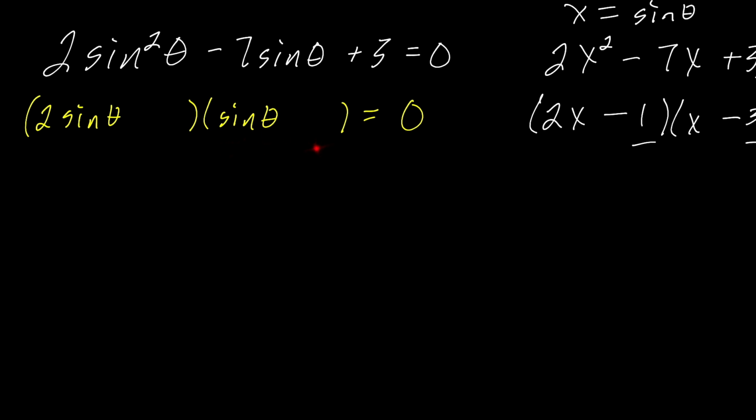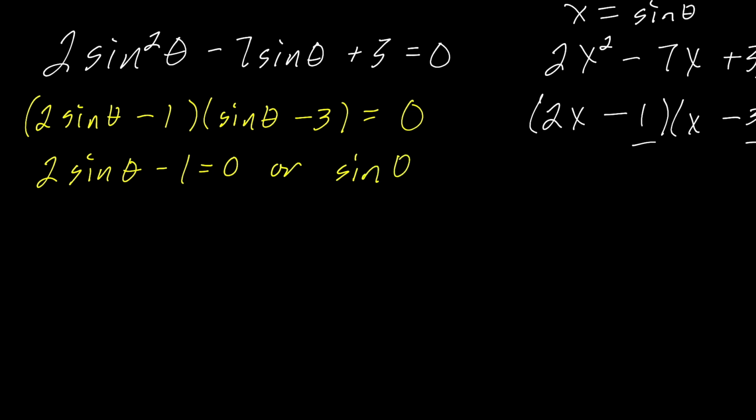What's going to end up happening here is going to be kind of interesting. Well, maybe not interesting, but so I have two factors. So if this times that equals 0, remember the zero product property says that either this factor or that factor has to equal 0. So I'm going to write that down. 2 sine theta minus 1 equals 0, or sine of theta minus 3 equals 0.